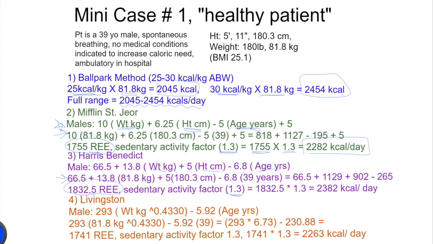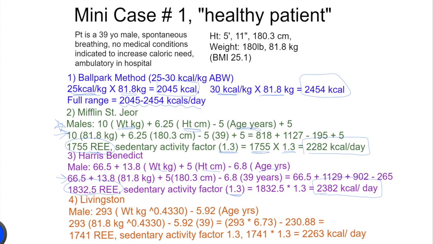And you can see that the estimate for Harris-Benedict is slightly higher than what we had as an estimate for Mifflin St. George and slightly below kind of the top range of the ballpark method. So I guess you'd say it's in range for the ballpark method as well. Last up on our list, the fourth equation option we have is the Livingston equation.